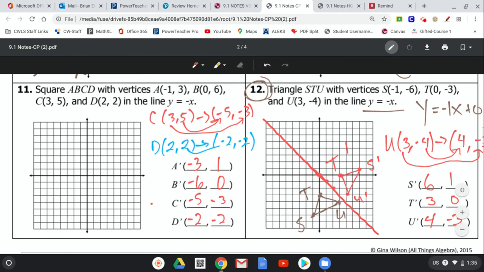All right? So, guys, that is it for reflection. If it's a horizontal or vertical line, just count, makes it simple. If it's a diagonal line, use the rules that we had, okay? So for y equals x, remember you swap the values. For y equals -x, you swap the values and change the sign.